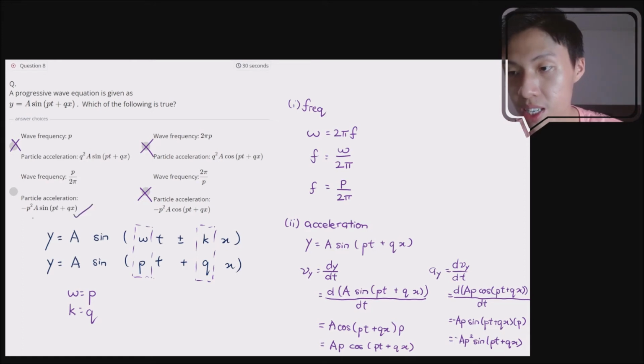Well, this one. It's just that the a and the p squared, they revert the order. So p squared a sine pt plus qx, yes, it matches. Therefore, this one is correct. Therefore, the answer is this one.